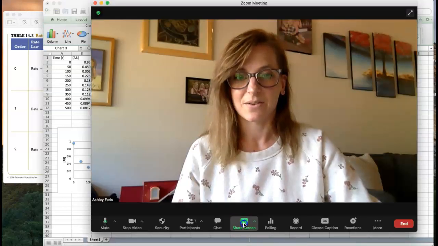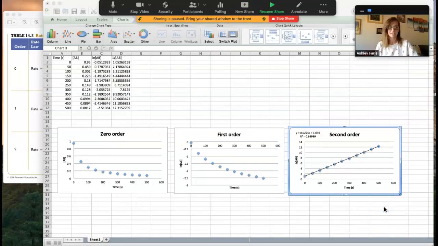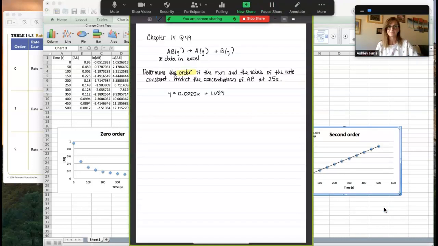All right, so let me share my iPad screen again. All right, so the question says determine the order. We definitely have second order. That's the first question. It then asks us what is the value of the rate constant.